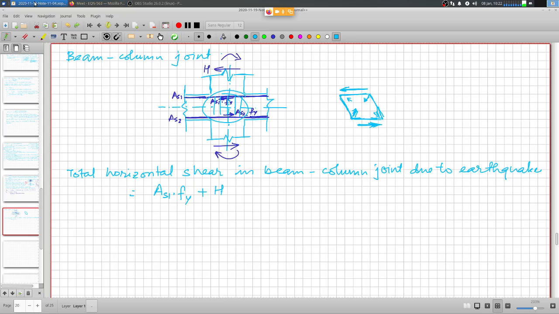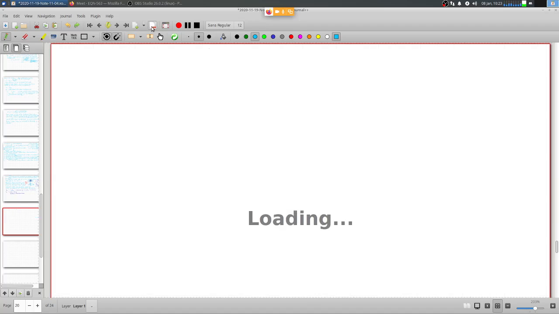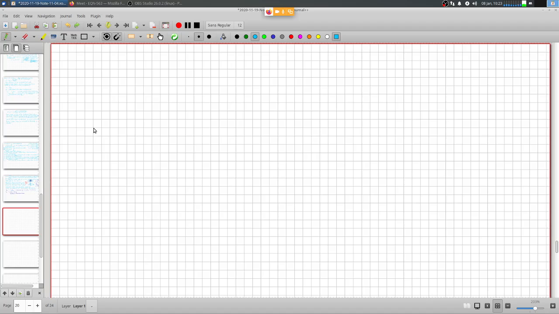Okay, so let me erase this and start. Let me just delete this page. So let me start with the basic idea behind the beam column joint, and then I'll show why it is so critical and how to design it.